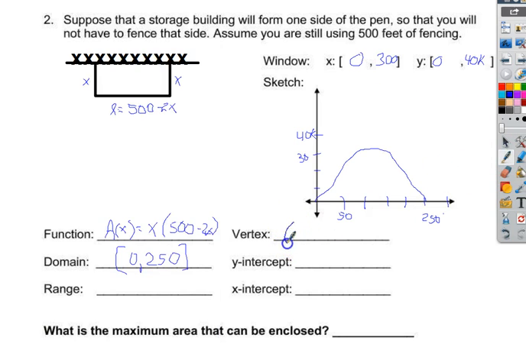So I'm going to go ahead and write all that down. We have our maximum value, which is our vertex, was 125 feet, and our area that we can enclose, which is the maximum, or the vertex, is 31,250 feet.